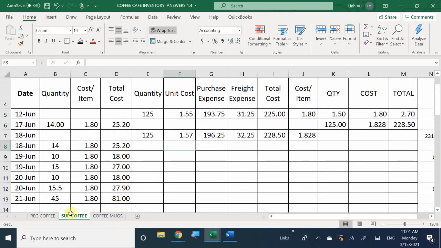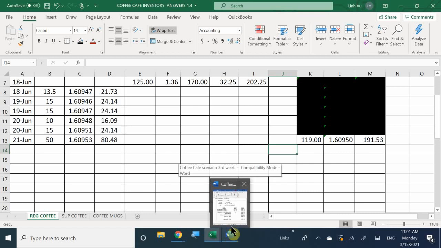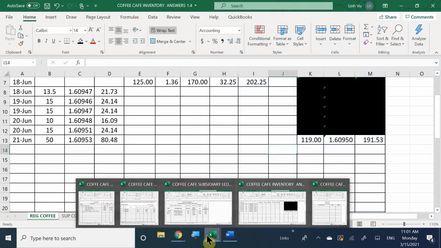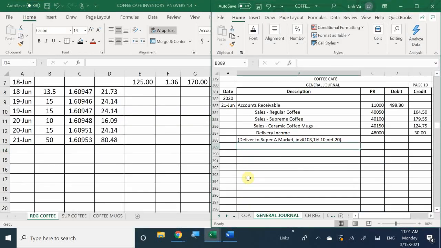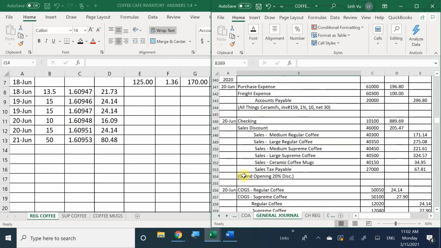Now that we have our total costs, we have 81 for the Supreme and 80.48 for my regular. So go to my journal. What are we going to put here? Cost of goods sold.